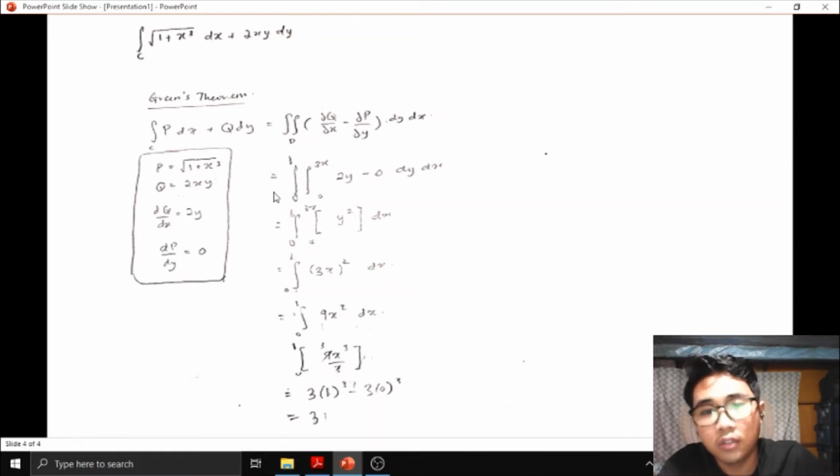And then we can integrate this. We integrate dy first: 2y turns into y squared, and substituting the limits we get 3x squared dx. Then we integrate with respect to dx and get x cubed. Substituting the values 1 and 0 into the equation, the final value we get is 3.